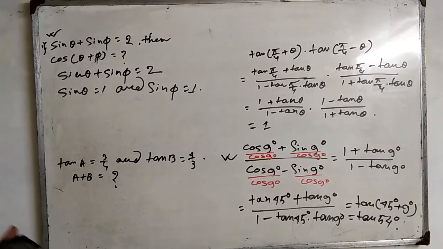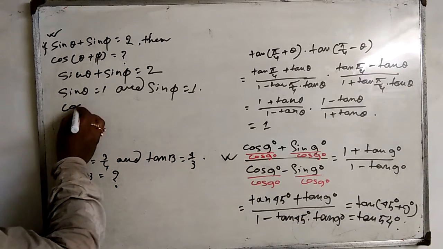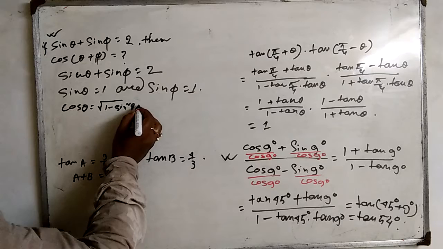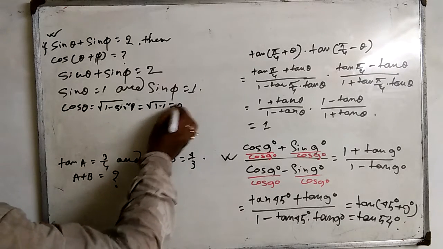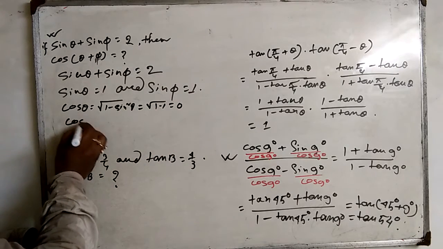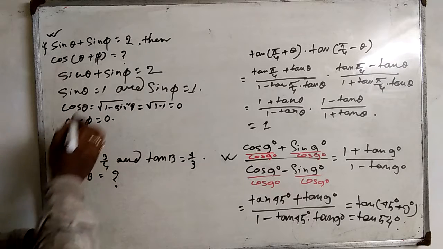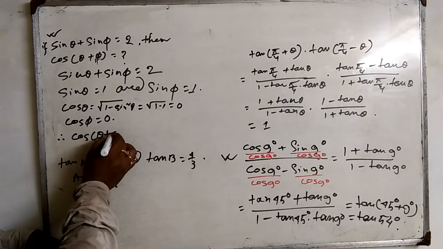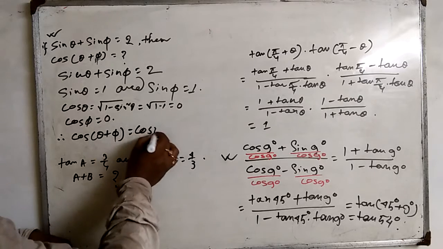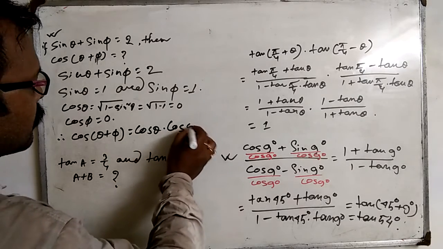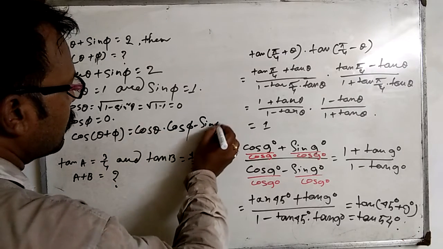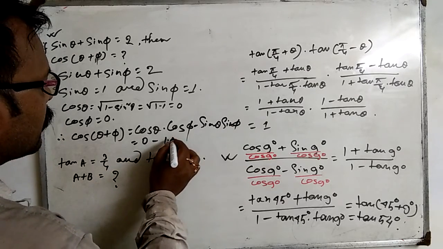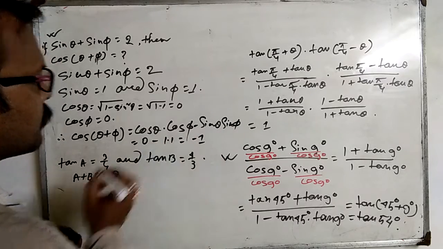And sin theta equals 1. Therefore cos theta equals root over 1 minus sin square theta, which is root over 1 minus 1, that is 0. Similarly, cos phi equals 0. Therefore cos of theta plus phi is cos theta into cos phi minus sin theta sin phi, that is 0 minus 1 into 1, that is minus 1.